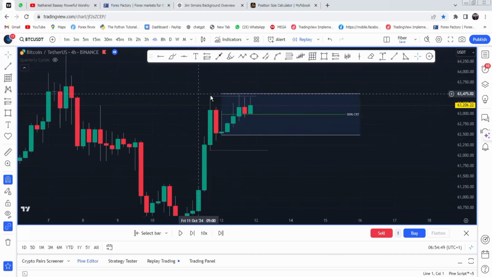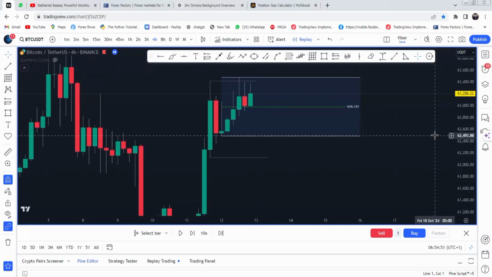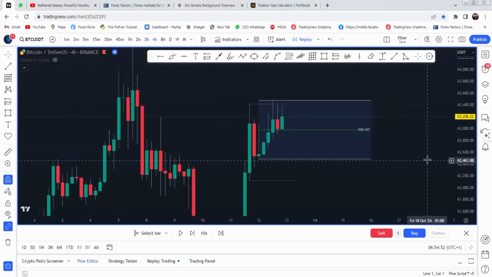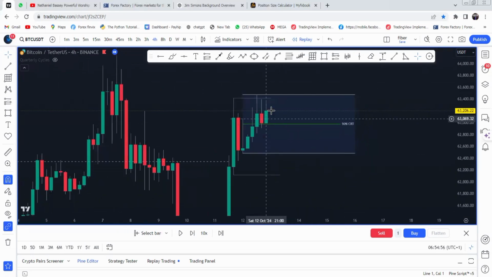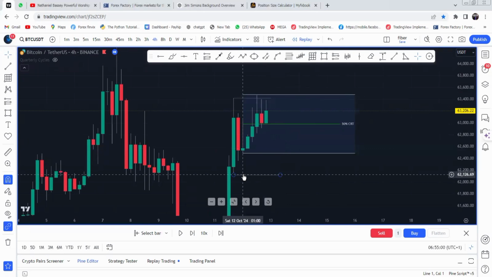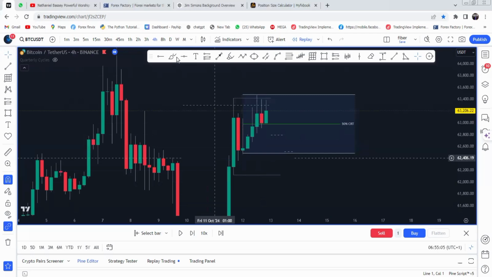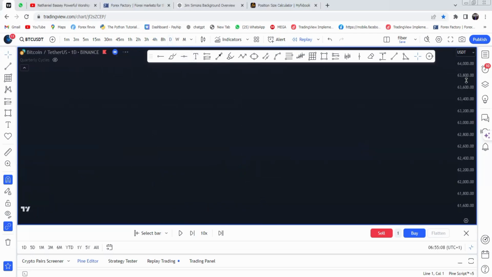Now, price took that high and then closed below it. That validates that. And also we have some key level here as well. So let's see how price comes into this fair value gap of the 4-hour and also takes the low of the daily CRT candle. Let's go back to the daily time frame and see something.